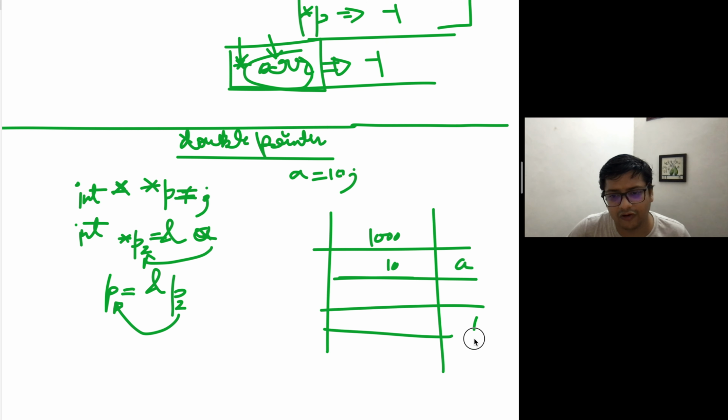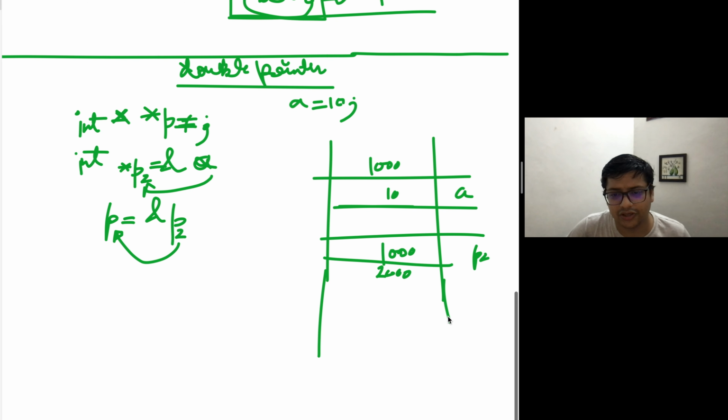Now we have the variable p2, which is storing the address of a, which is 1000. Suppose it is created at the address 2000, and it is not necessary that a pointer be in contiguous space with the variable, because there is no correlation between them. Then we have the variable p, which suppose is created at the address 3000, and it will store the address of p2, which is 2000.